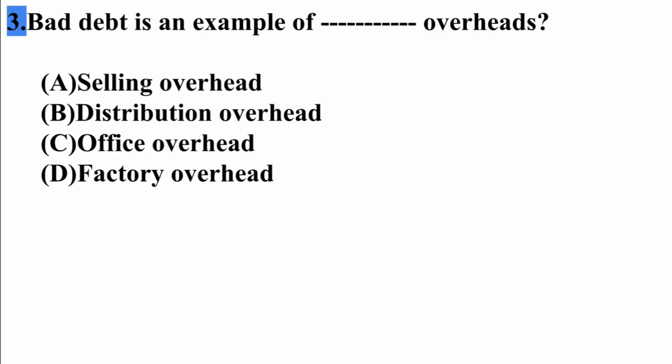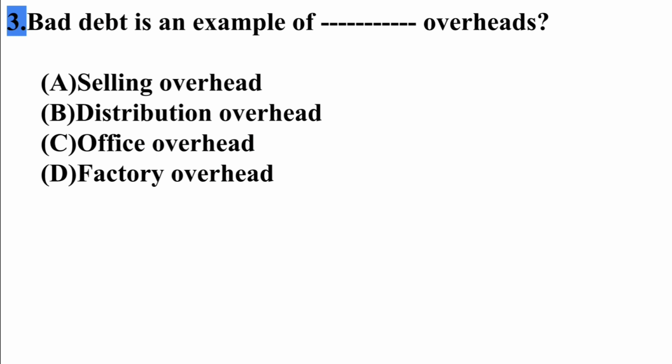So the question number 3. Bad debt is an example of dash overhead. Option number A, selling overhead, B, distribution overhead, C, office overhead, and D, factory overhead. Okay, what do you mean by bad debts? Bad debt means a company may extend credit to its customers, and there is a possibility of bad debt. Okay, maybe customer situations will change and they won't be able to complete the payment as agreed. So the bad debt arises.